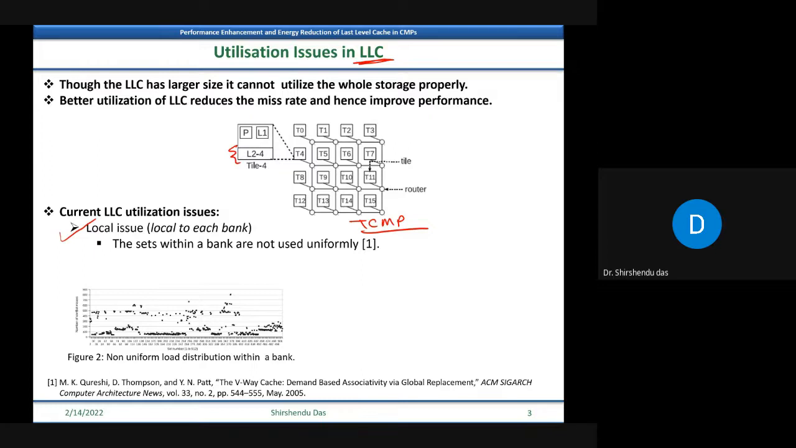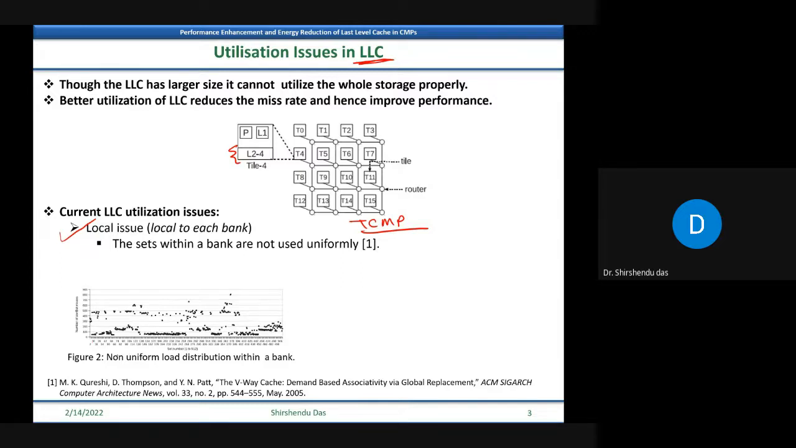The problem, as I have explained here, is that it has been observed that there are some sets in the set associative cache which are heavily used and facing heavy conflict misses. But at the same time, there may be some sets where the load is very low and the number of misses is very low. To explain this, you can check this diagram here.